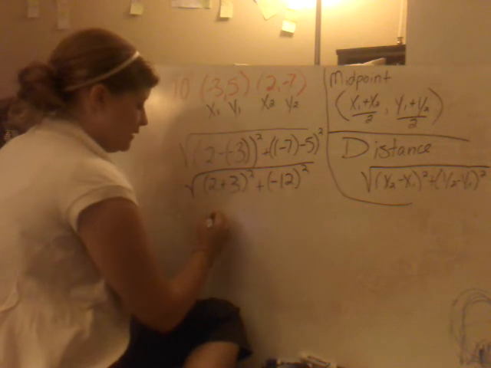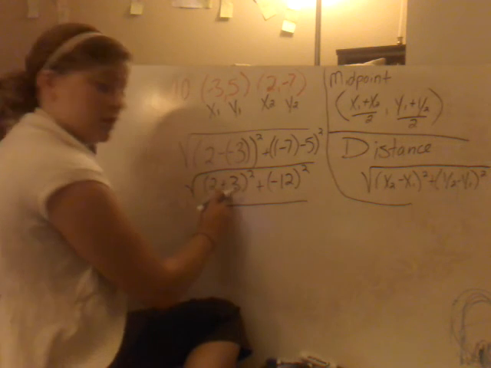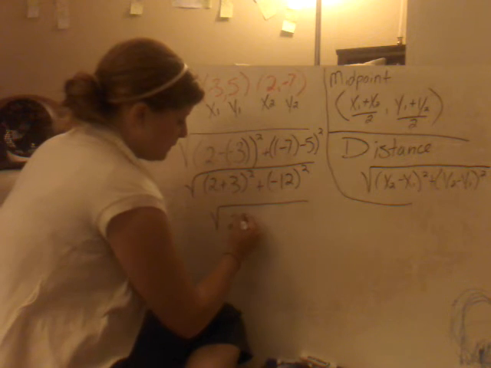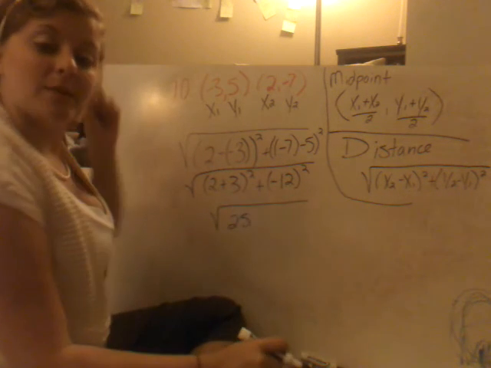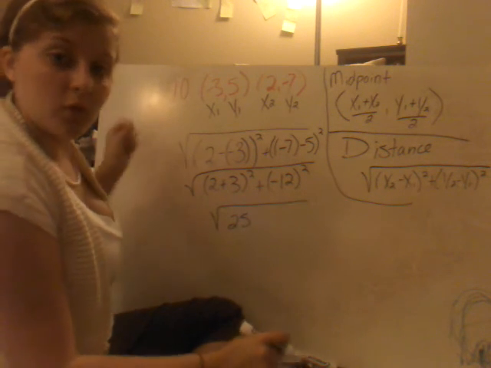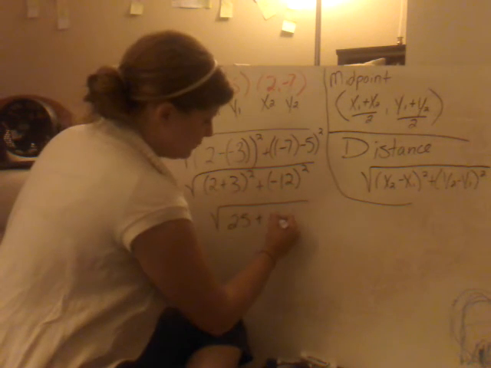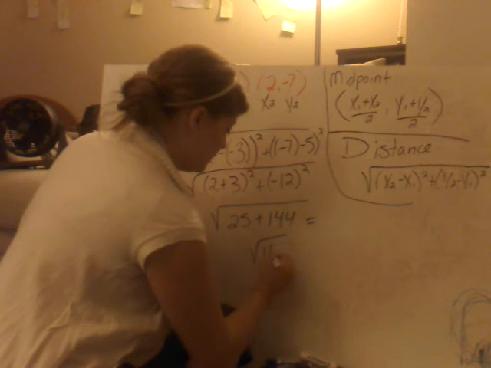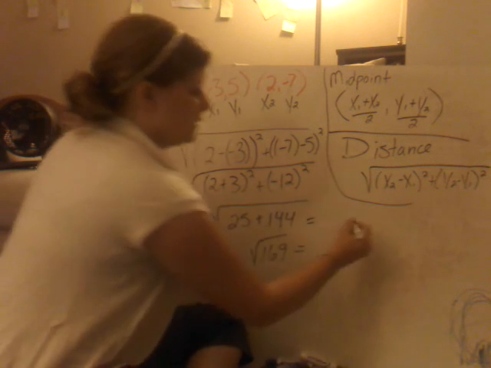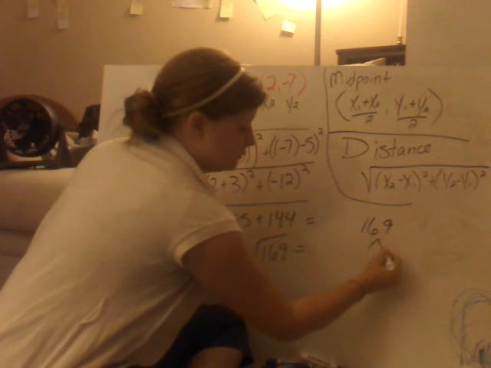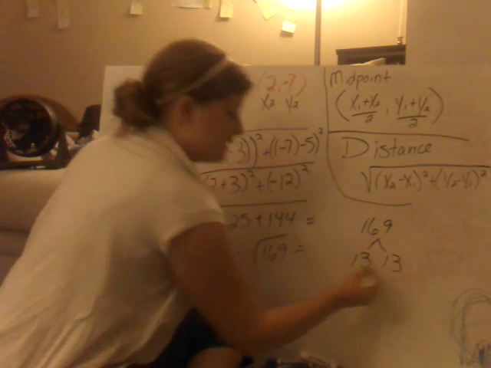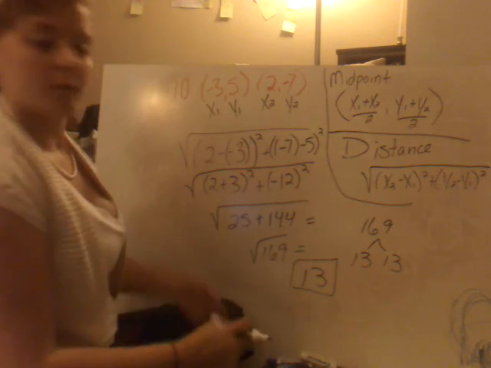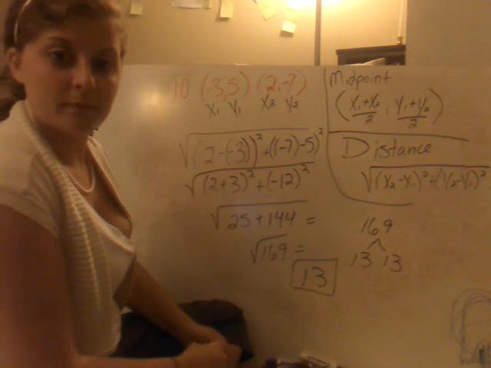So now I just add. So I've got 5 squared because 2 plus 3 is 5. And the total quantity squared, which is 25. Negative 12 times a negative 12 is a positive 144, which gives me the square root of 169. 169 is actually 13 squared exactly, so this answer is exactly 13. Okay? Good job.